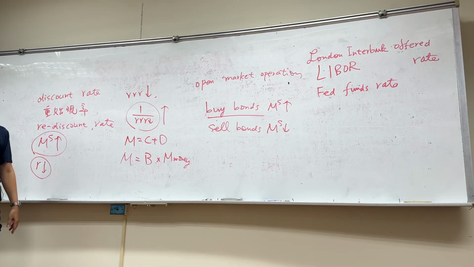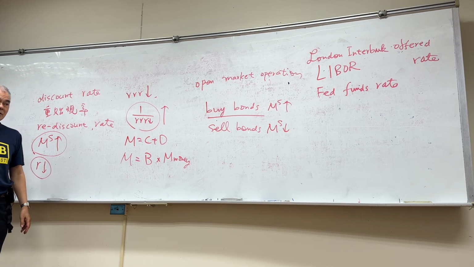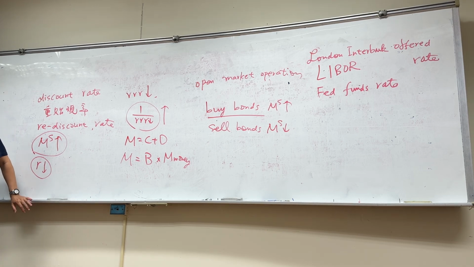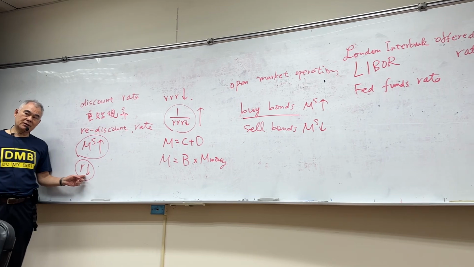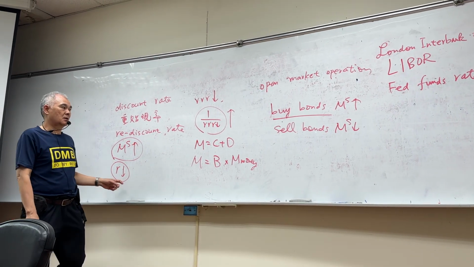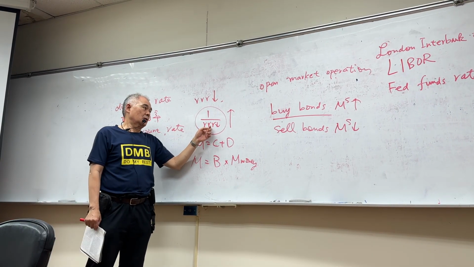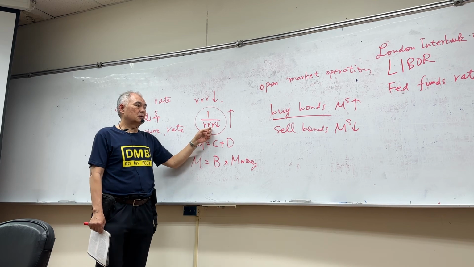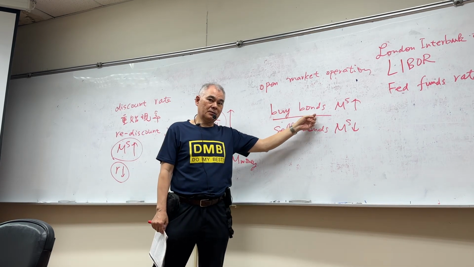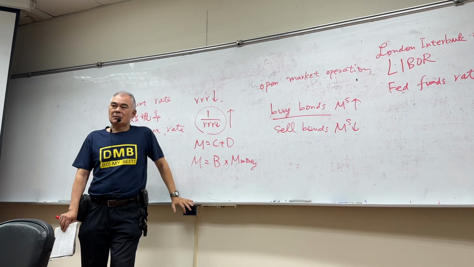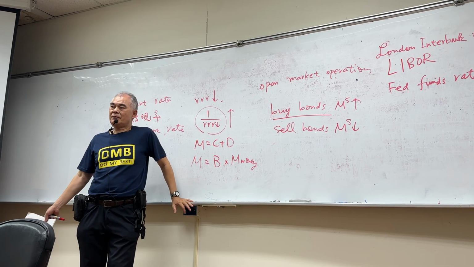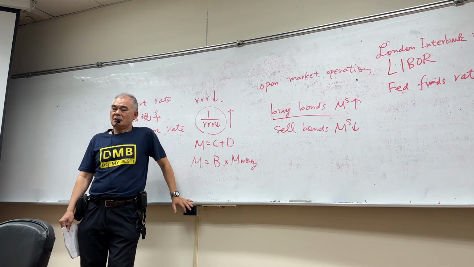So it sounds like a simple question here. If you want to increase employment, increase production, increase GDP, what are you going to do? Lower the discount rate, lower the required reserve ratio, or buy bonds.